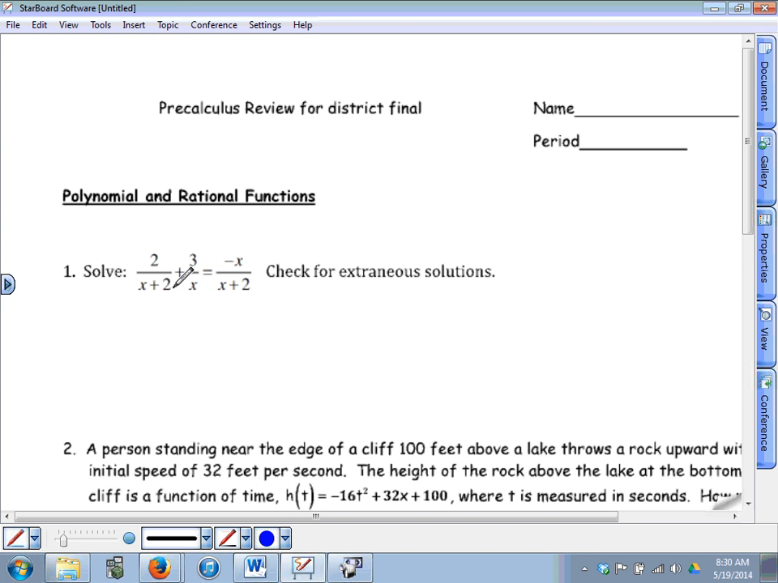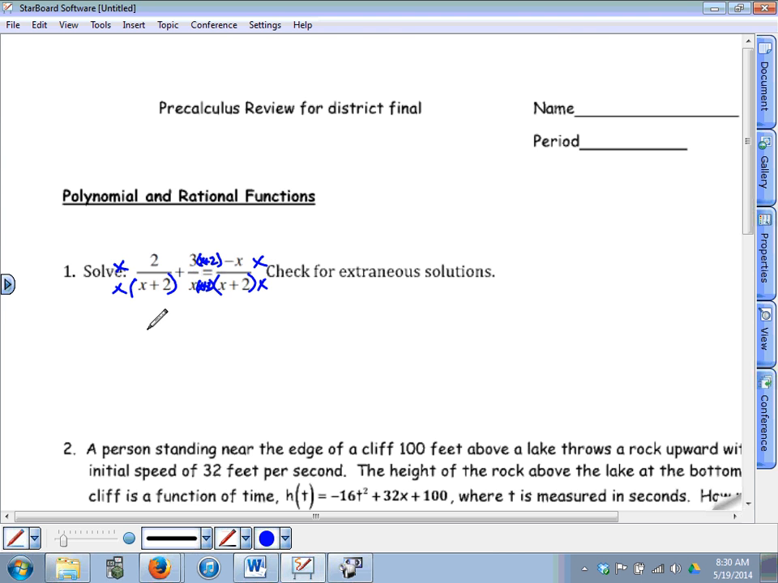At least the way I taught this, there are a couple ways you can solve this. The way I taught this was to get all the denominators to be the exact same thing. That means this would need an x over x. This would need an x over x. This little guy right here needs an x plus 2 over x plus 2. So then you solve the equation that's left over in the numerator.